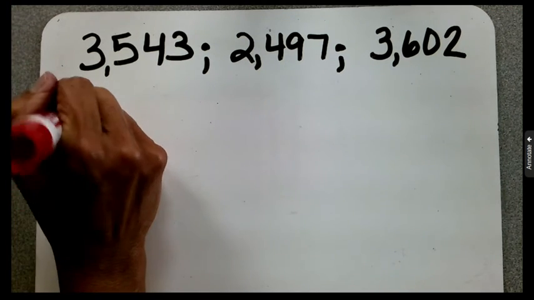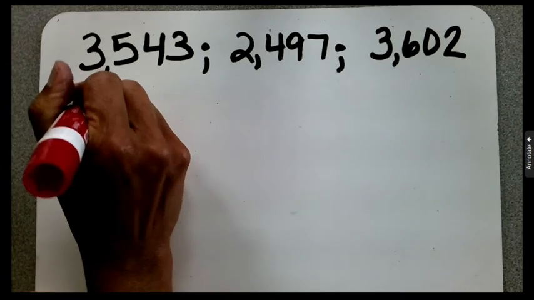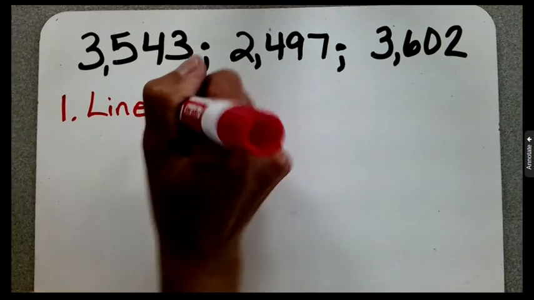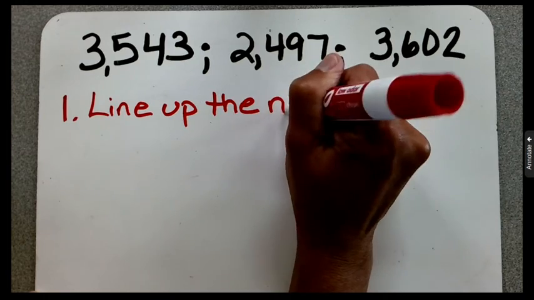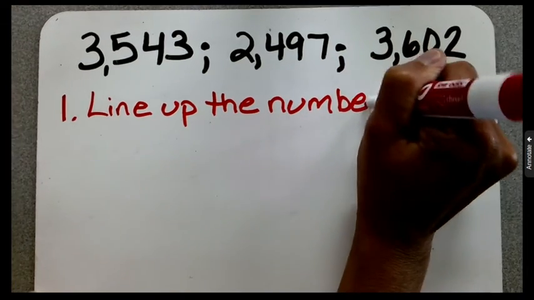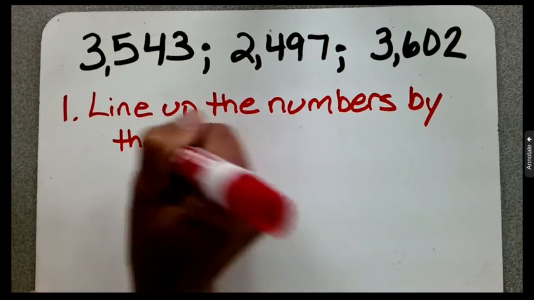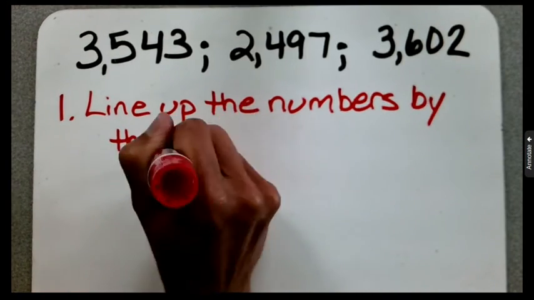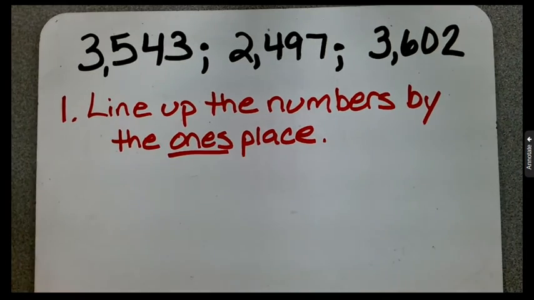Rule number one is line up the numbers by the ones place. So we're going to get those numbers lined up first. So we're going to be stacking our numbers and lining them up.